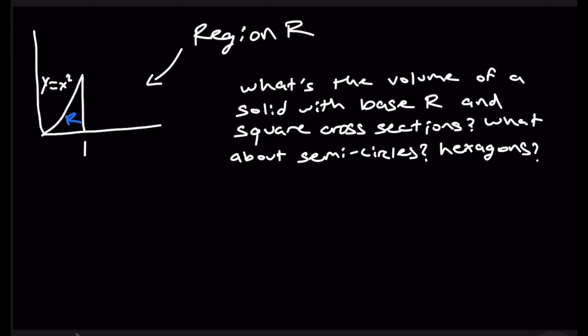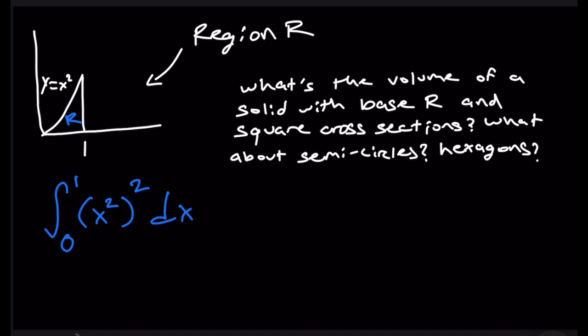And then what about semicircles? What about hexagons? So first, we're just going to do setups for these. The first one is a square cross-section, so that's just going to be r squared. So we have our integral. Let's write that a little nicer. It's our integral from 0 to 1. Our function, which will be our r here, is going to be x squared, and this is going to be whole squared dx.